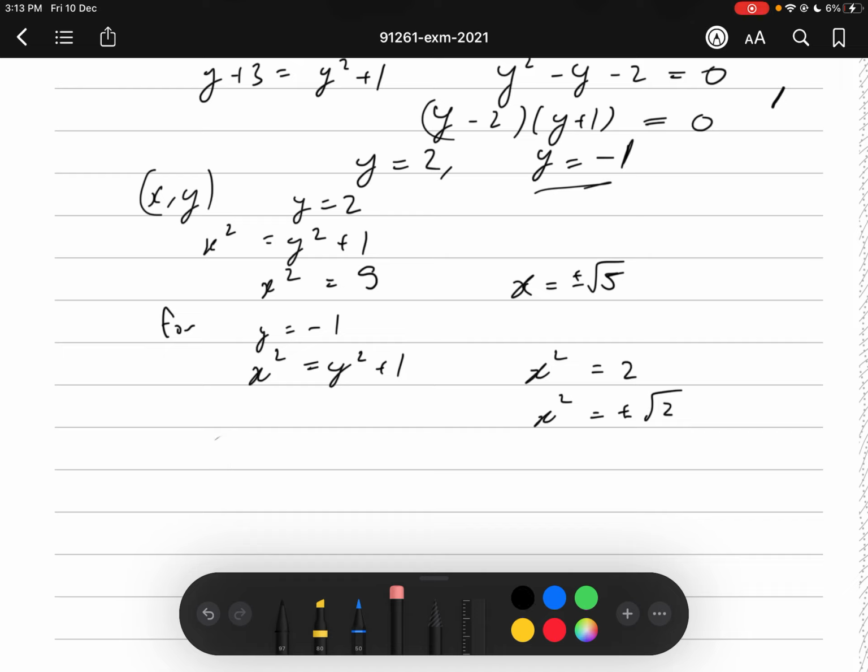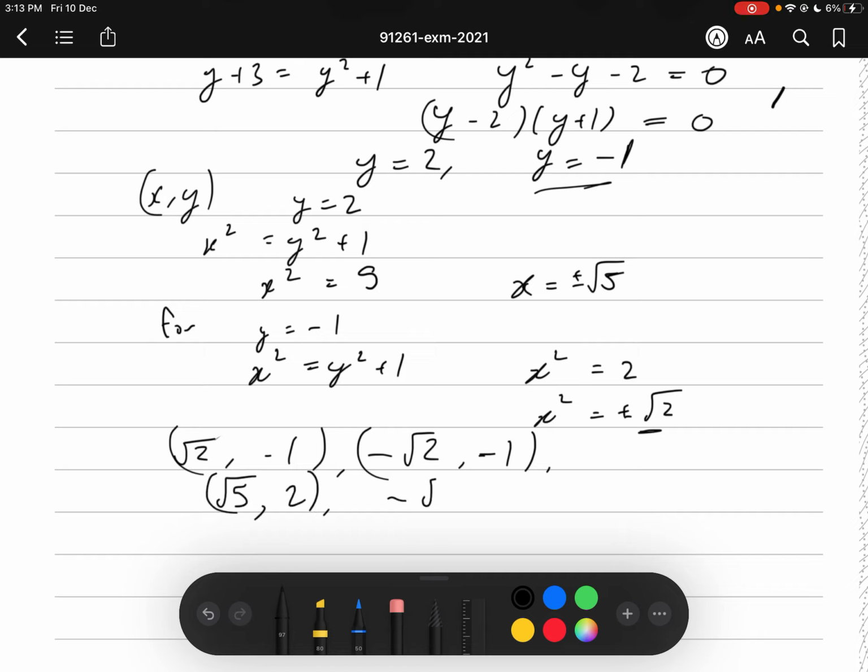Okay. So we have four intersection points in this case. It's just two possible x values for every one of those y values. So we have plus or minus square root of 2 and y equals negative 1. So we have square root of 2, negative 1, and we have negative square root of 2, negative 1. We also have positive square root of 5, comma 2, and negative square root of 5, comma 2. So those are our 4 points of intersection.